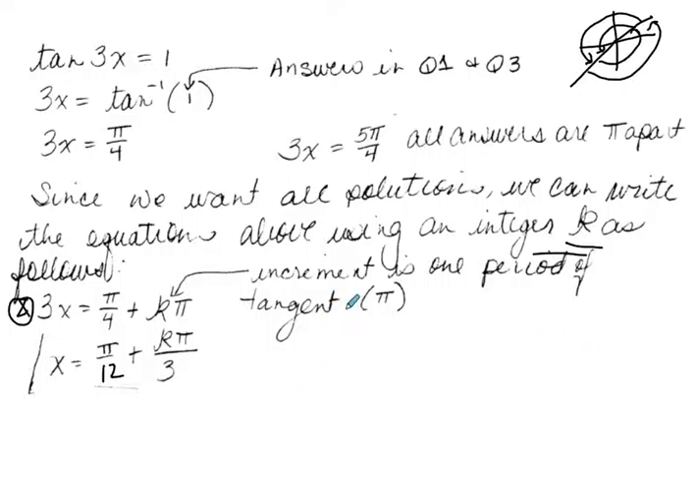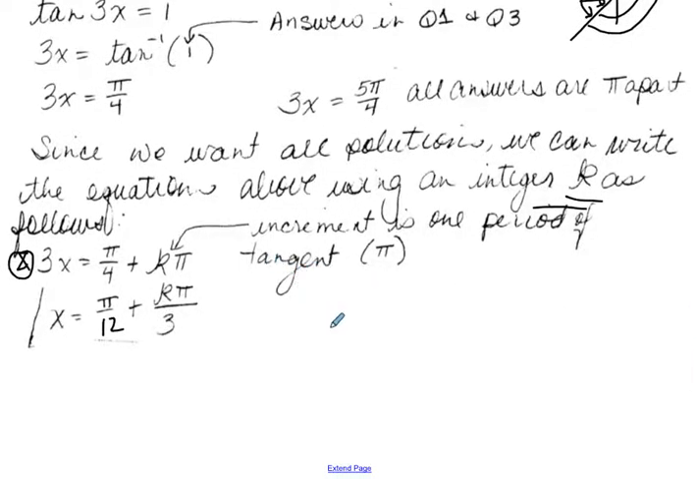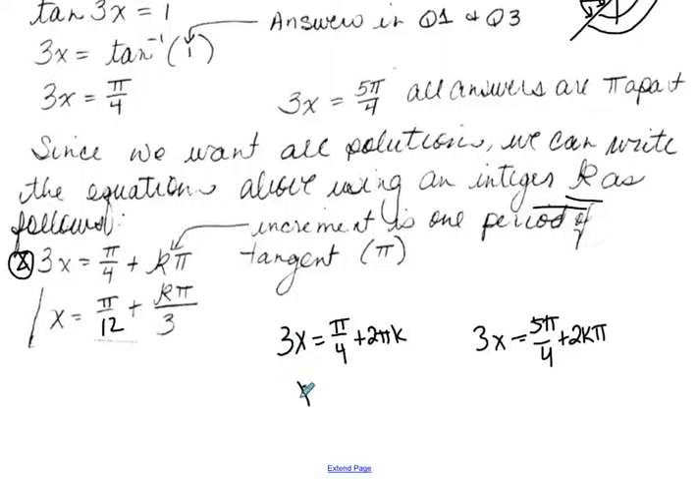So, also in this particular case, we were exactly pi apart, so I could add pi. Sometimes that's not the case, but I can also represent this in a slightly different way. I could say 3x equals pi over 4 plus 2k pi, and I also could say 3x equals 5 pi over 4 plus 2k pi. So those would be both of my answers, and again, I could divide both sides by 3.